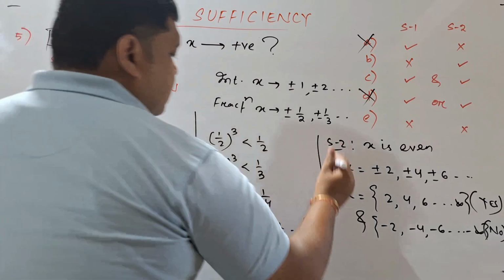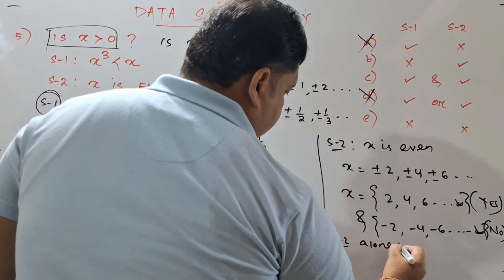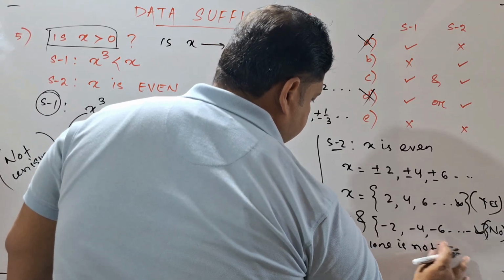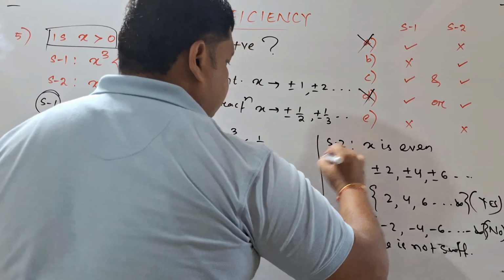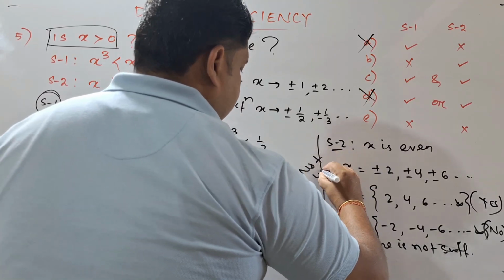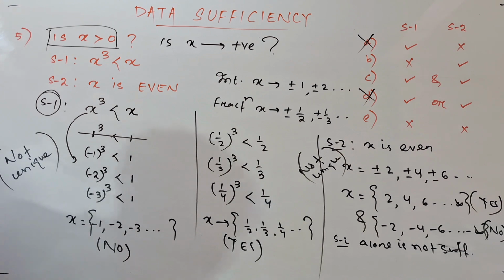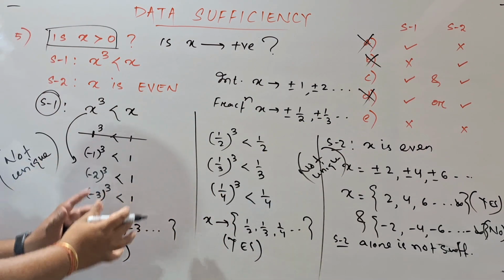So statement 2 alone is not sufficient. Not sufficient means not unique. Clear? If it is not unique, you can eliminate option B. Now I have to combine these two statements.